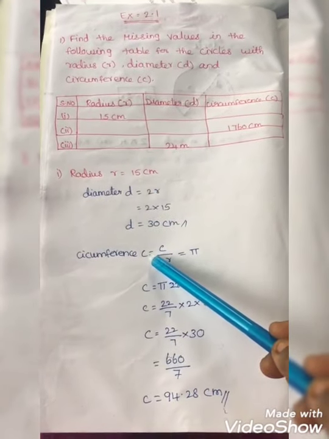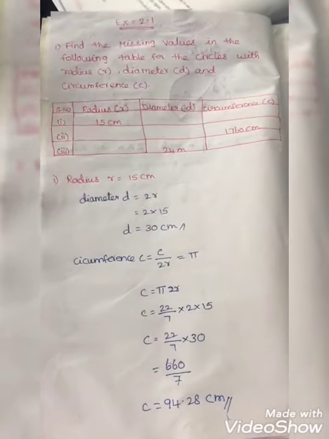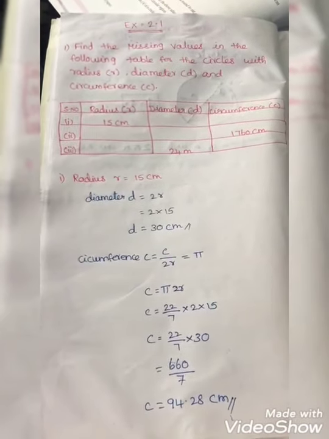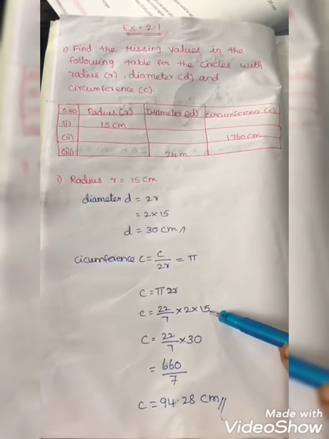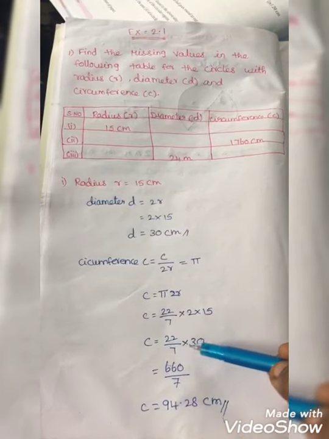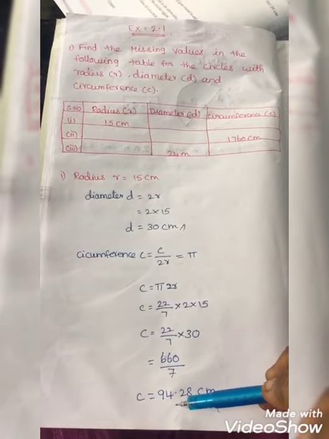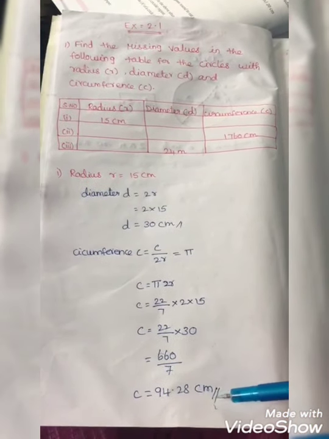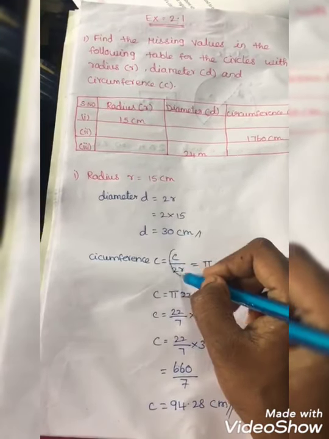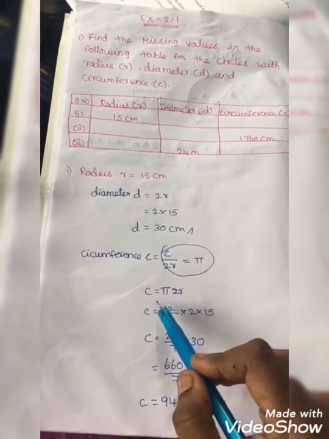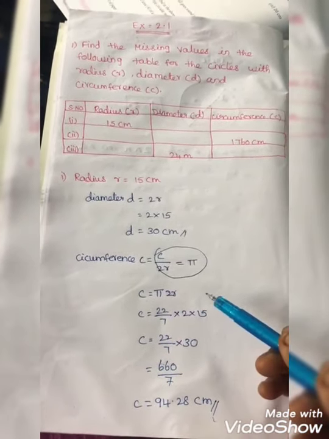Okay, and then circumference. Circumference is equal to 2 pi r. So 2 into 22 by 7 into r, which is 15. Okay, so 22 by 7 into 30, when you multiply this, 660 by 7, when you divide this, we will get the answer 94.28 centimeter. Circumference, so no need to write this step. Okay, directly we should write this, c equal to pi into 2r, otherwise 2 pi r. Okay, this is the first sum value.